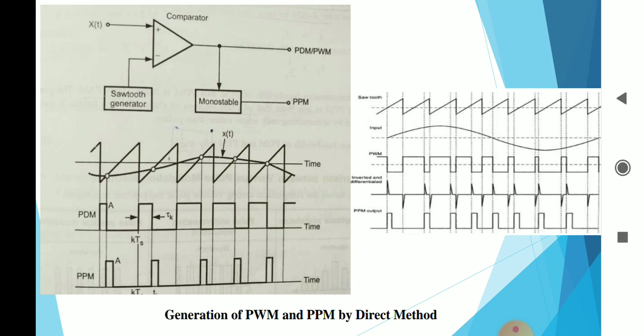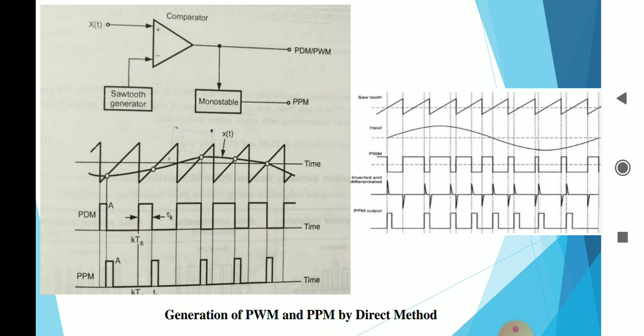Once it finds the message signal, again the pulse width modulated signal will become 0, and similarly the same process goes on for the remaining cycles, which we can see in the second waveform. So if we see here, if the input amplitude x of t is high, the on time of the pulse width modulated signal is more.